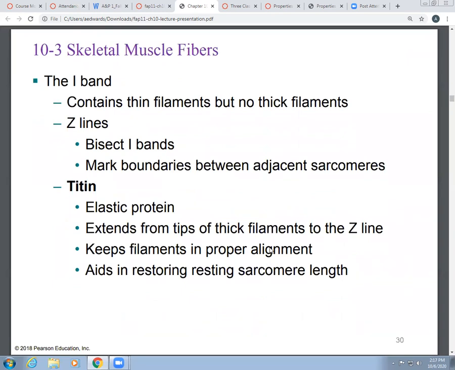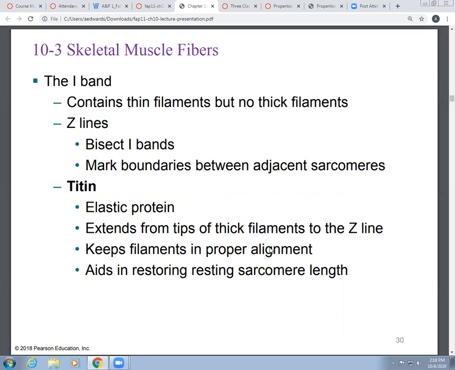For the I band, this is where your thin filaments are. So not the thick filaments, the thin filaments are there. In the A band, you had an M line in the middle, right? On the I band in the middle, you have a Z line. And it's called a Z because it zigzags, okay? And it marks a boundary between sarcomeres. So basically from Z line to Z line is a sarcomere, okay? From Z to Z is a sarcomere.